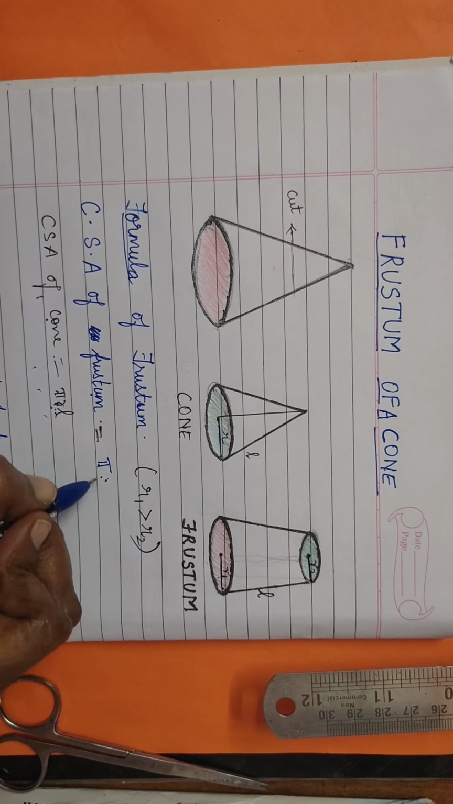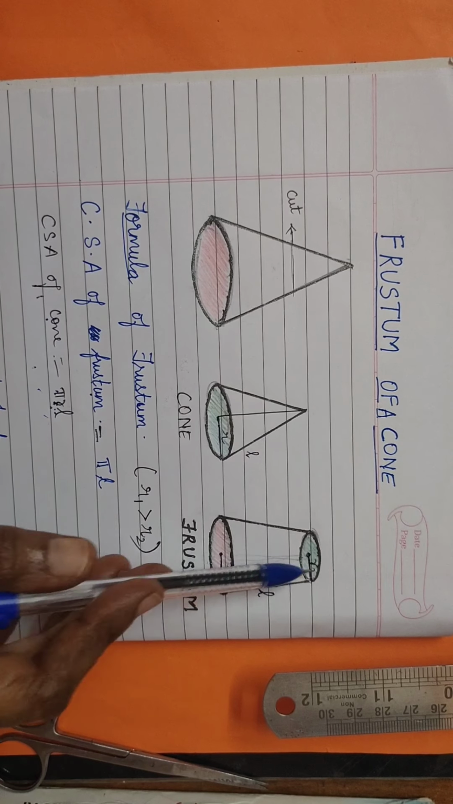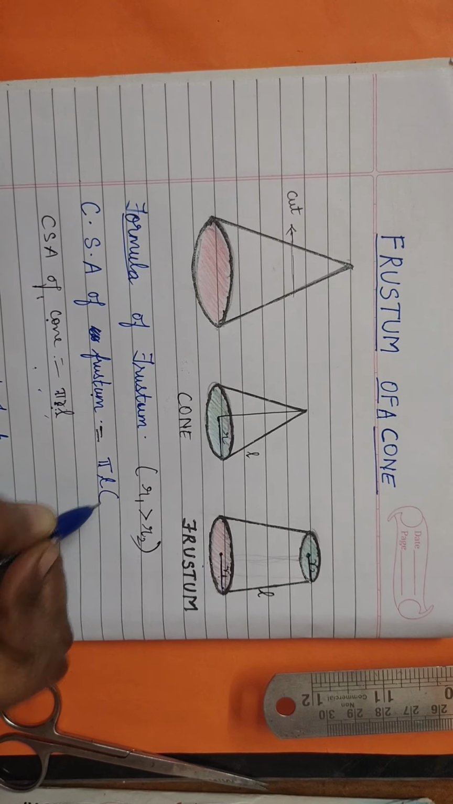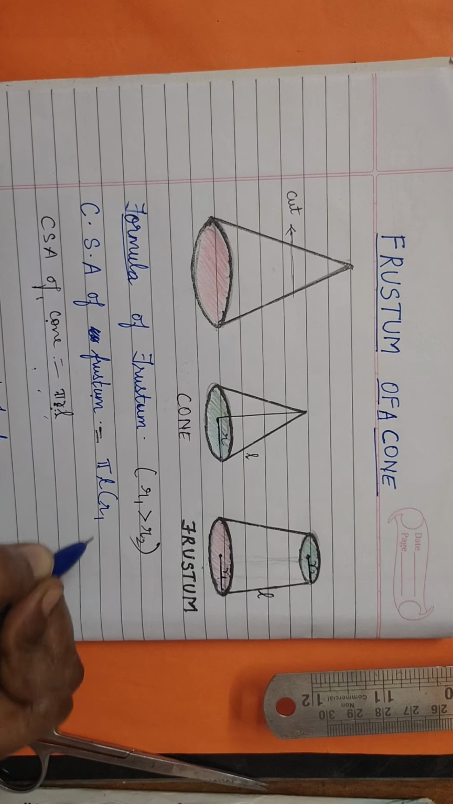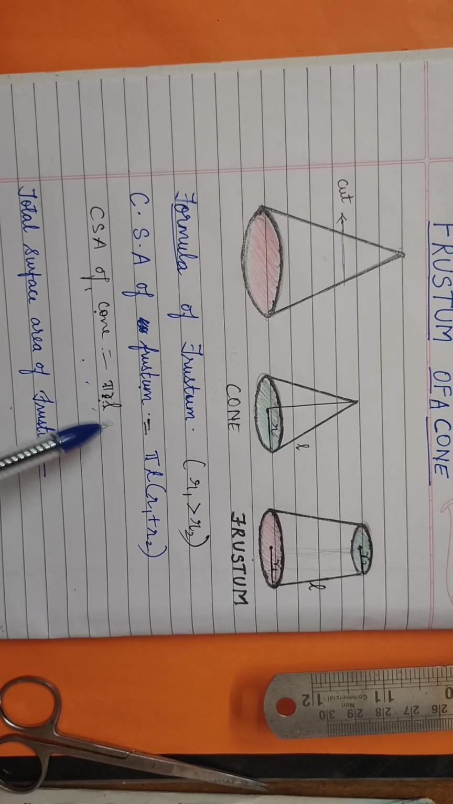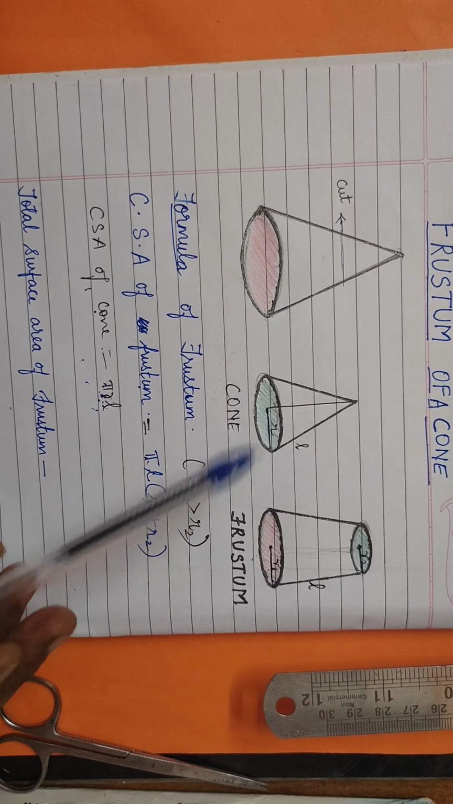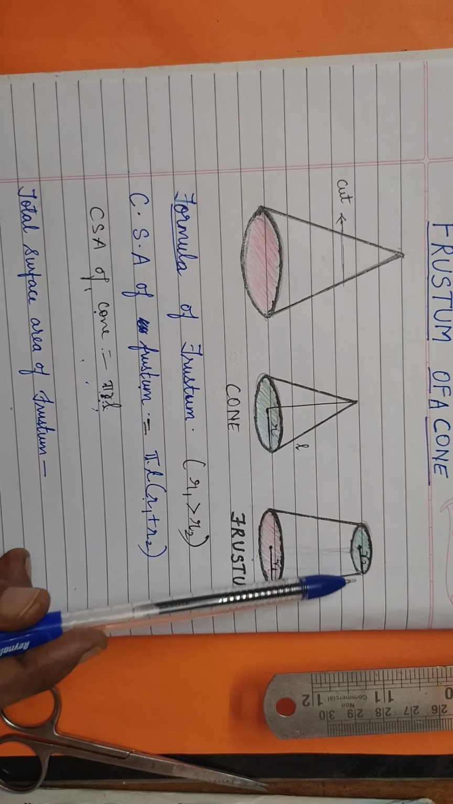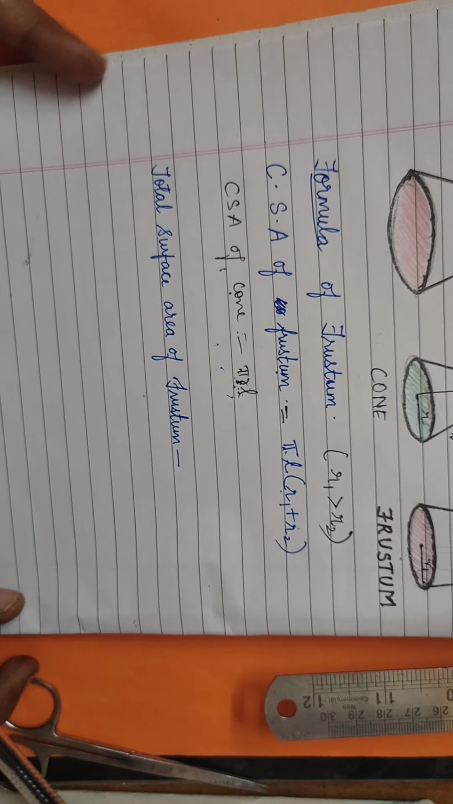So I write the L first. Why am I not writing R? Because I have two radii here. So how should I write it? We have two radii, so we will write R1 plus R2. That's it. See, it is pi RL, so we will write pi L, and then in the place of R we write the two radii, that is R1 plus R2. That's it. Clear, everyone? Now let's go to the next one.